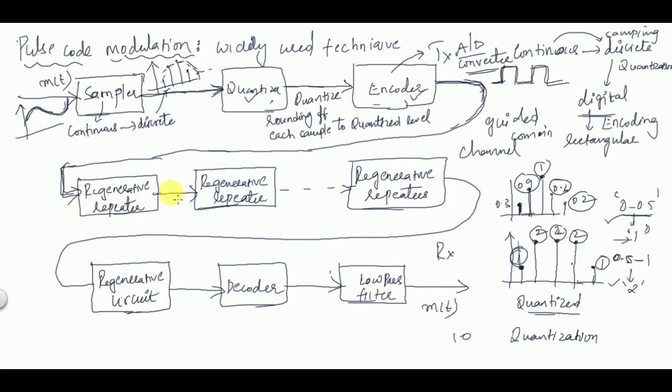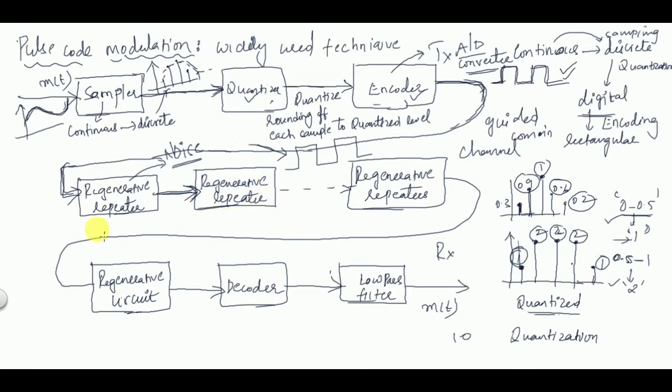So in between you will have regenerative repeaters. Why are regenerative repeaters used? Because due to transmission from transmitter to the receiver in the channel, noise may creep in, due to which the amplitudes of this rectangular pulse get decreased. So in order to restore the decreased amplitudes of this rectangular pulse, we use the regenerative repeaters. They are just like amplifiers in the case of analog communication.